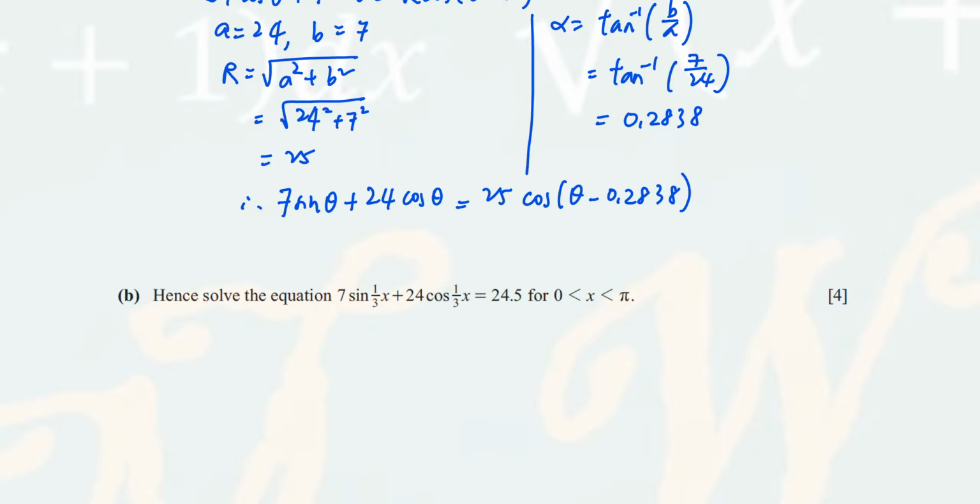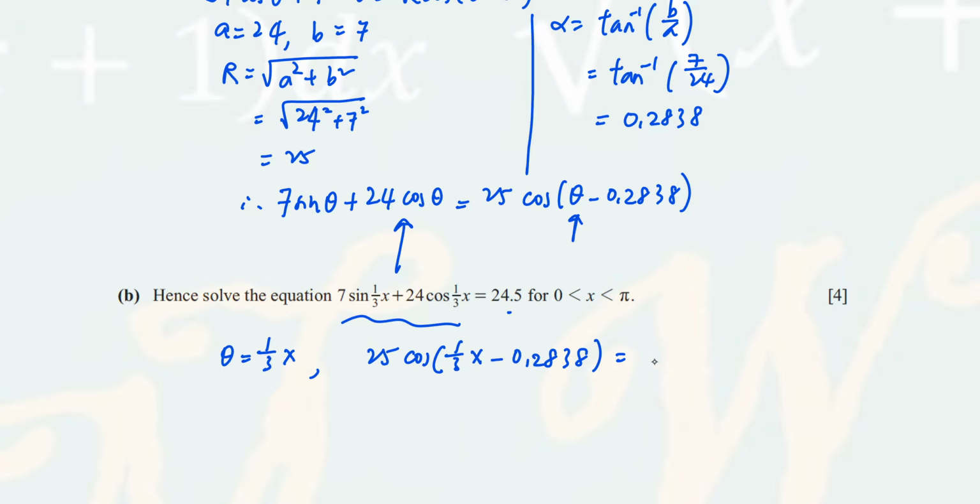Now B, hence solve the equation. So when you compare these two terms with the first part, or part A, obviously your theta becomes 1 over 3 x. Okay, so theta is 1 over 3 x. Therefore, 25 cos(1 over 3 x minus 0.2838) equals 24.5. And now we need to solve for x from 0 to pi.